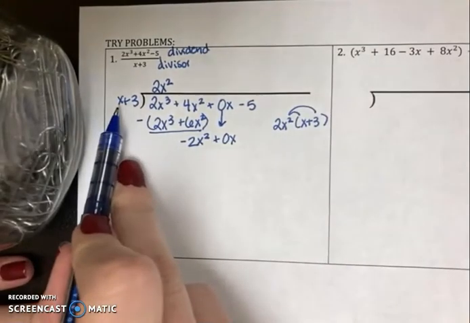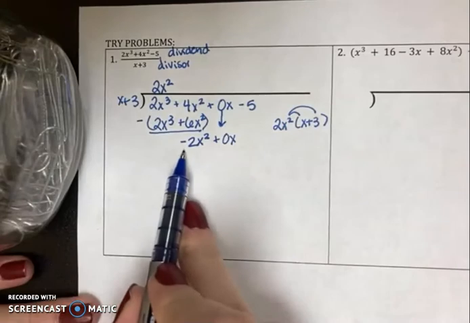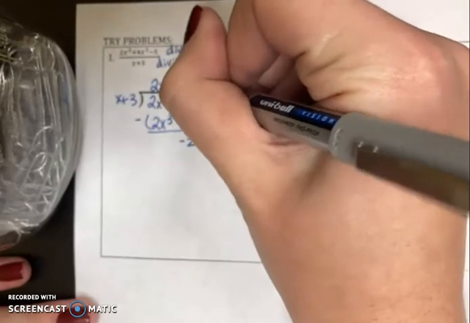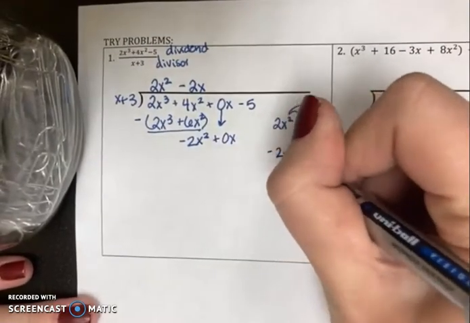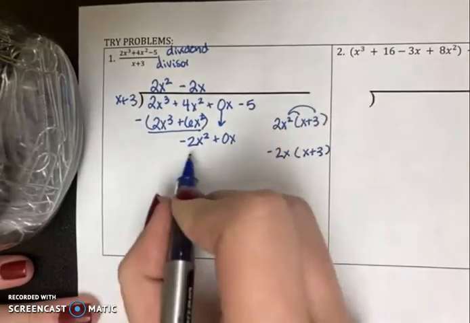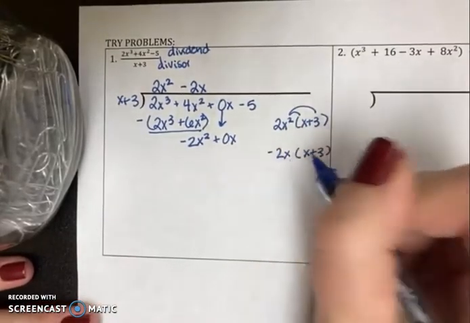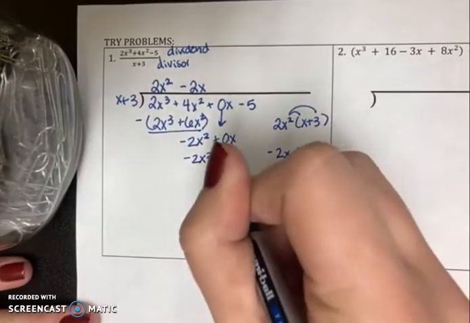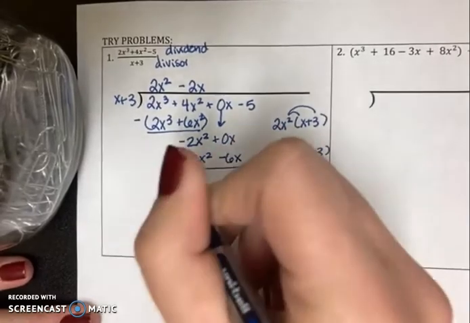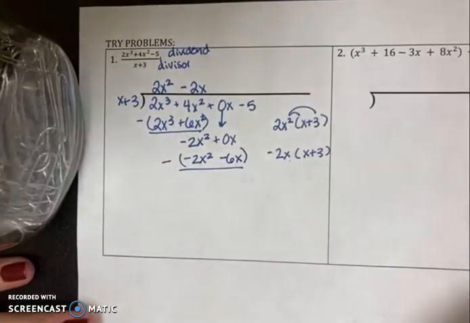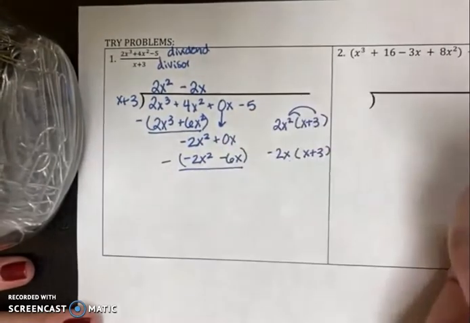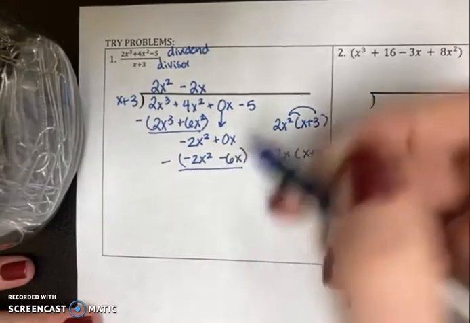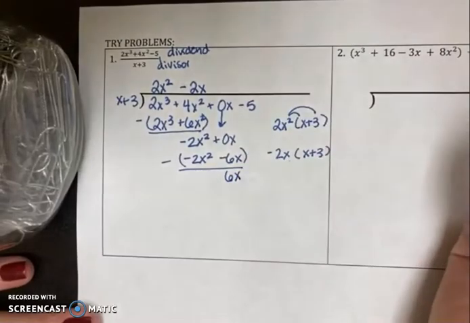We need to ask ourselves, what do I need to multiply x by to get a negative 2x squared? Well, that would be a negative 2x. So negative 2x times our divisor would give me the next expression. Negative 2x times x is a negative 2x squared. Negative 2x times a positive 3 is a negative 6x. All right. These cancel out, and then I have 0 minus a negative 6, so 0 becomes plus 6x.